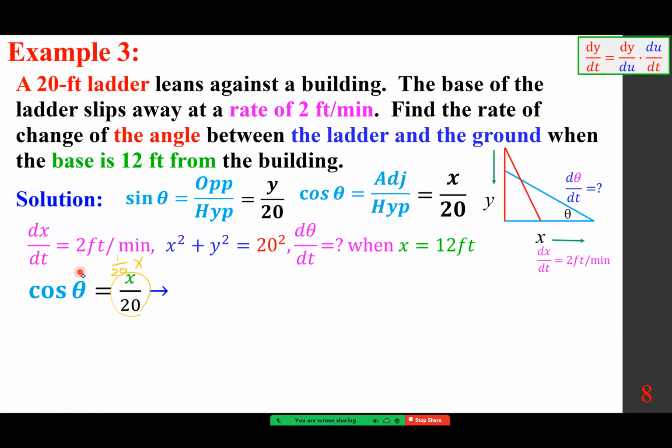Okay, so if I want to differentiate, I'm going to differentiate both sides with respect to t. Cosine, as you know, becomes negative sine. Negative sine of the same thing, theta. And we are differentiating with respect to t. Therefore, d theta dt, the right side is 1 over 20 times dx dt.